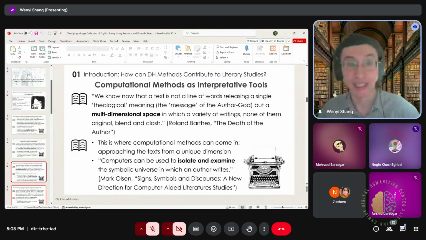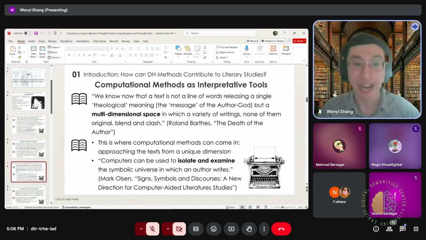But my point today is that we can use computational methods as interpretive tools. I'm going to quote the famous French literary critic Roland Barthes in his famous work, The Death of the Author. He argued that we know now that a text is not a line of words releasing a single theological message, the message of the author God, but a multi-dimensional space in which a variety of writings, none of them original, blend and clash. So this is a very famous quotation.